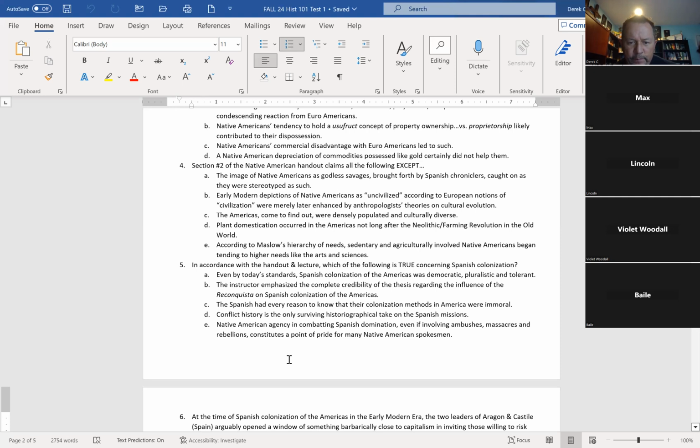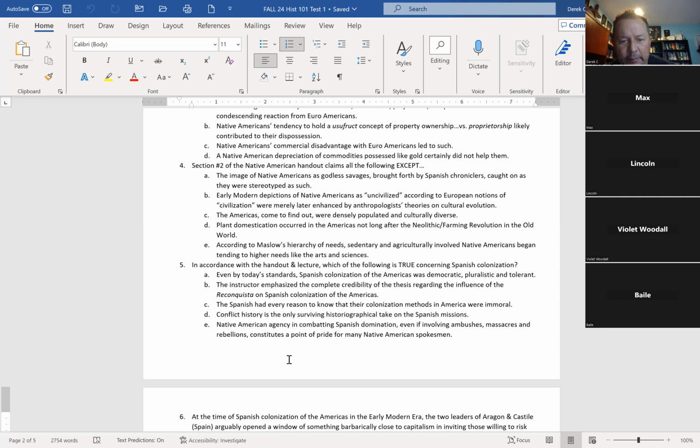Let's see here. Spanish colonization. Now you're looking for the true one. Even by today's standards, Spanish colonization of the Americas was democratic, pluralistic, and tolerant. No. I've always had a side in me, subjectively, that, you know, some of it is just to play devil's advocate, but I just find Spanish history intriguing and that wants to try to defend them. But of course, I would never go that far.